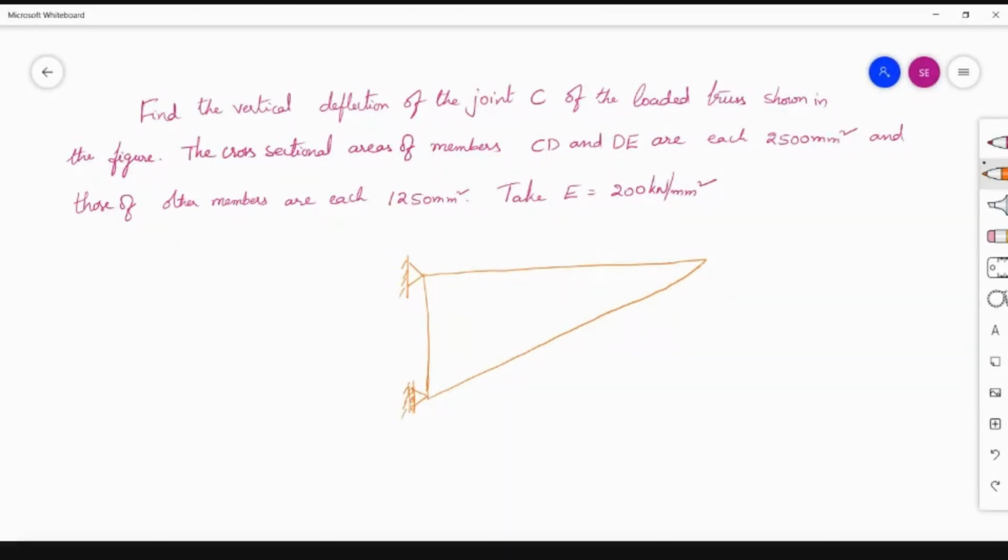Here the supports are like this. This is support A, this is support E. A is a hinged support, E is a roller support. This is B, and here a point load of 40 kilonewtons is acting. This is C. Here this is making a 30 degrees angle. Then D, C, D, E.